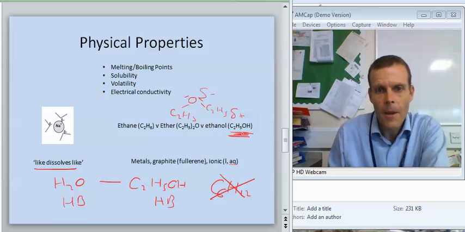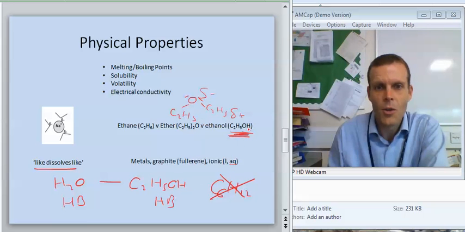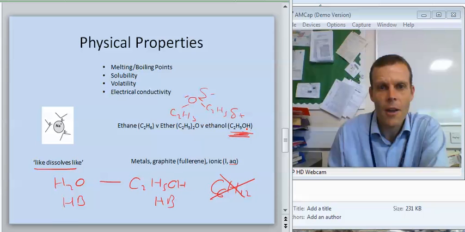This one, ethanol, as I said down here, has an H attached to an O. It's going to be able to show hydrogen bonding with another ethanol molecule. As a result, that's stronger, so it's less easy to escape, so it's less ready to form a vapor.